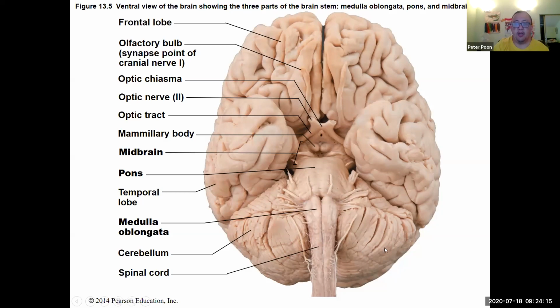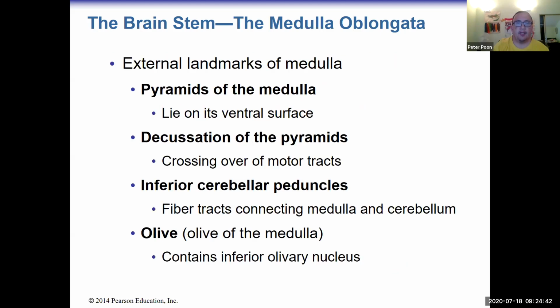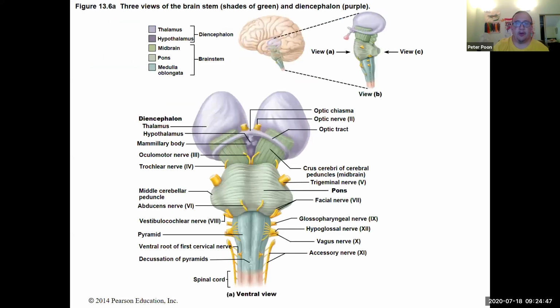So here's the brain. Okay. Here is the spinal cord. Okay, leading to the parts of the brain. This right there is the medulla oblongata. Okay, that right there is the pons, and then that right above the pons and behind the pons is the midbrain. All right. You don't have to know the landmarks and stuff like that, or the nerves for now.